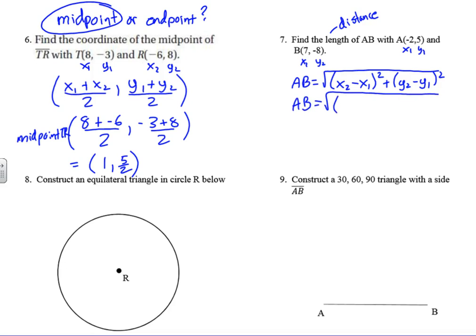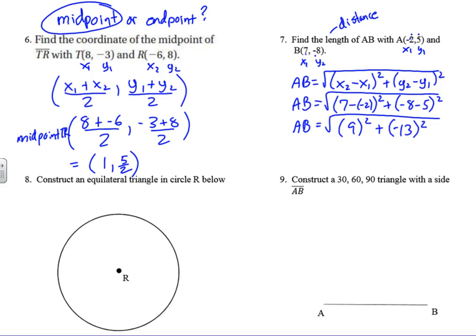So x2 is how much the x value is changing. And y2 would be negative 8 minus 5. Okay, so we get 9 squared and negative 13 squared. So again, go back and look. All right, if I'm going from negative 2 to 7, yep, I'm going up 9. And if I go from 5 to negative 8, I'm going down 13.